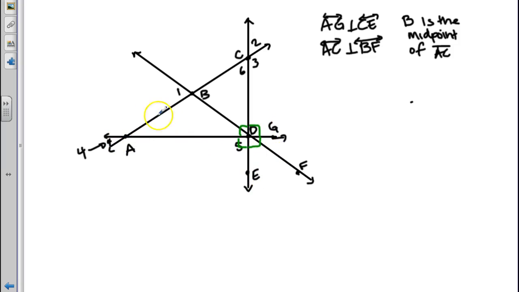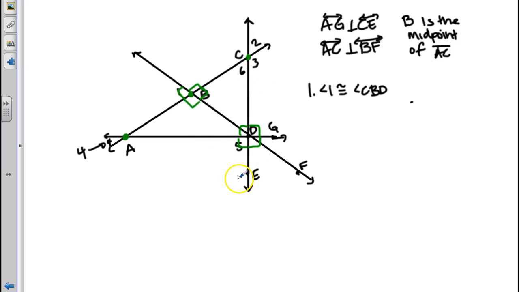AC and BF are perpendicular. So even though not drawn to scale, where those 2 intersect, 90 degrees. 4 90-degree angles. B is the midpoint of AC. So segment AC is here, and B is right in the middle. The first question I have for you is true or false. Here's the statement: angle 1 is congruent to angle CBD.